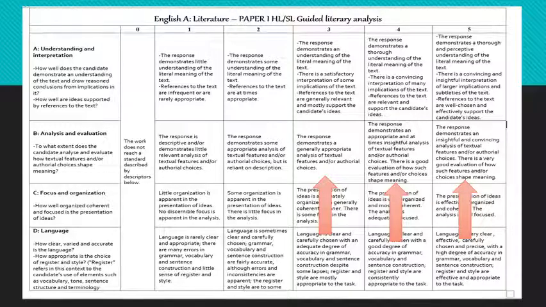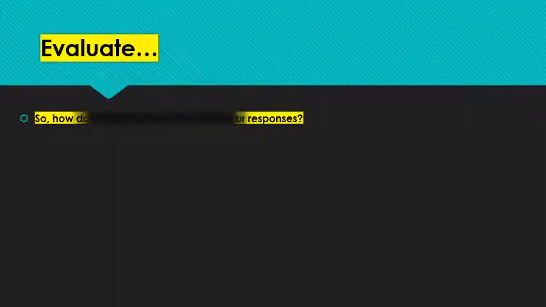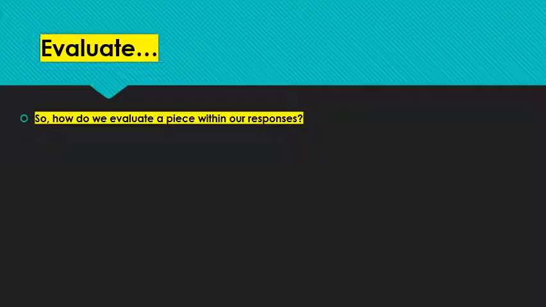Now, the only nuance difference between the two is that for a 4 out of 5, it's good evaluation, and for 5 out of 5, there's very good evaluation. Obviously, that's just a very nuanced difference. So what I just want to make sure is that you are aiming for these 2 top boxes with the evaluative comments. So to evaluate, how do you actually effectively evaluate a piece within your response?